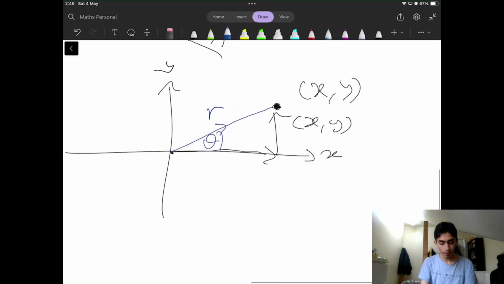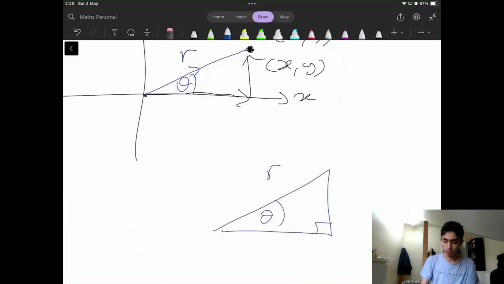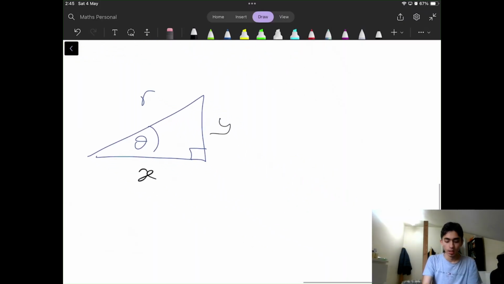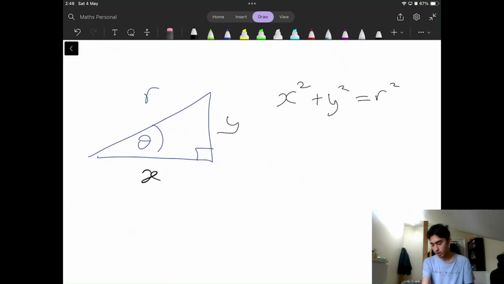And we have a right angled triangle. I'm just going to redraw it here to make it clear for you. We have r and we have theta. We have x and we have y. If we use the trigonometric properties of this right angled triangle, firstly we can derive that x squared plus y squared equals r squared.